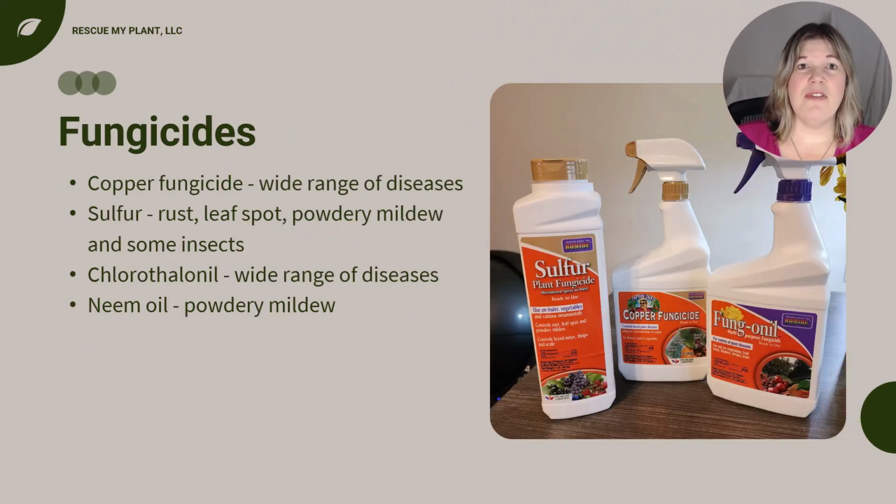Here are some of the fungicides that I keep on hand. Keep in mind that many fungicides do not kill the pathogen, but stop it from spreading. You often have to reapply it every couple of weeks. Copper fungicide and chlorothalonil work on a wide range of diseases. Sulfur is more effective on rust, leaf spot, powdery mildew, and some insects. Neem oil is mainly for insect control, but will work on powdery mildew as well. Follow the label directions for all of these products. These are also listed in your reference guide, so you can refer back to it.